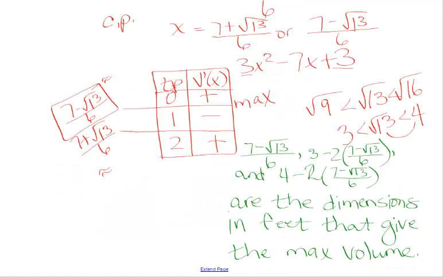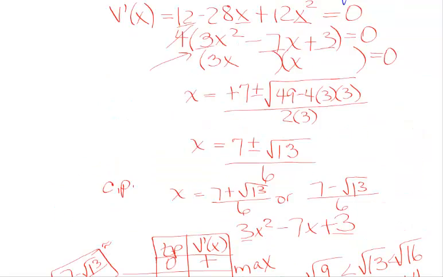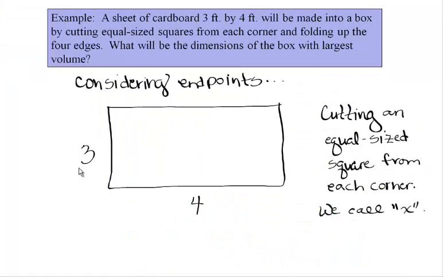We have not yet considered endpoints to the interval for our x values. I need to go back and look at this problem and consider the smallest that x could be. Remember, x is being cut out of two corners here, and the largest x could be. Well, here's a constraint on x, and here's a constraint on x.